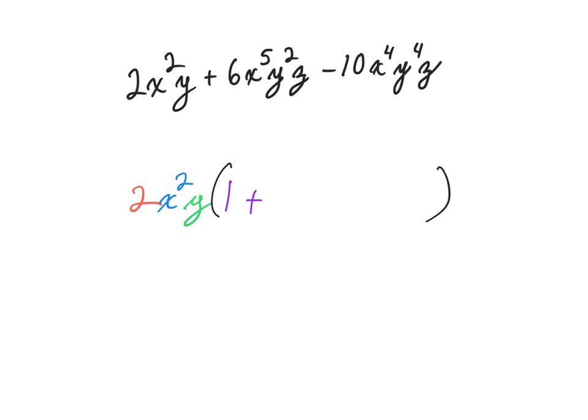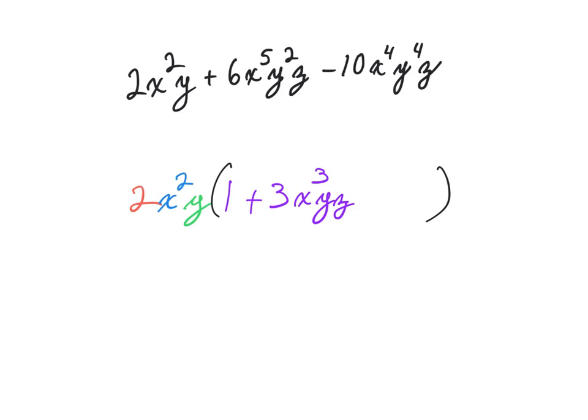So I go to my next term here. I do 6 divided by 2, which is 3. I have my x. I have a 5. I took 2 of them out, so that gives me x to the 3rd. I had a y squared, and I took out a y. So I had 2, and I took out 1, so I'm just left with a y. And then I had a z, but I didn't take any z's out, so I still have a z.